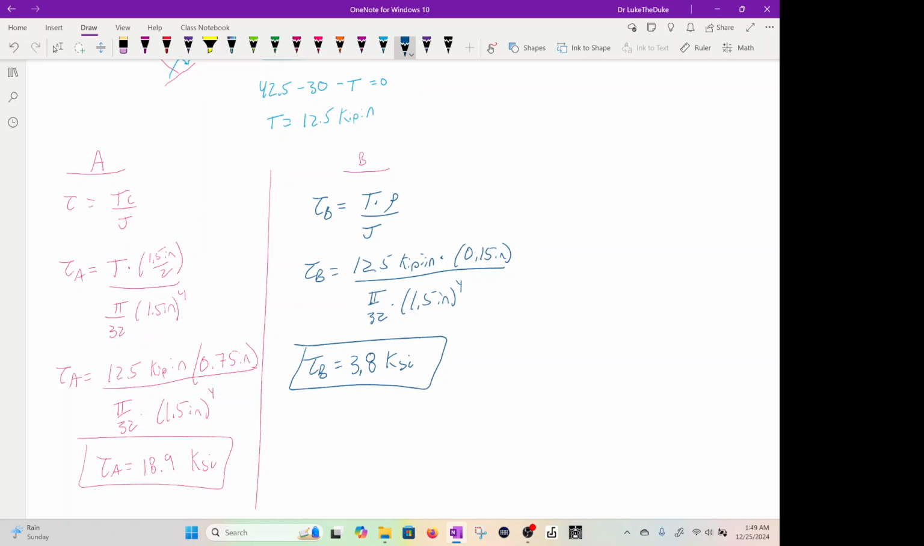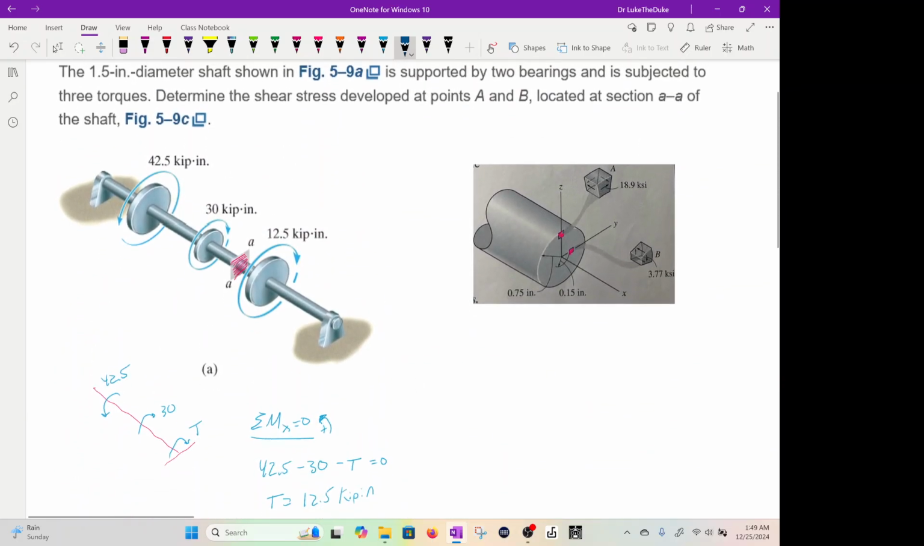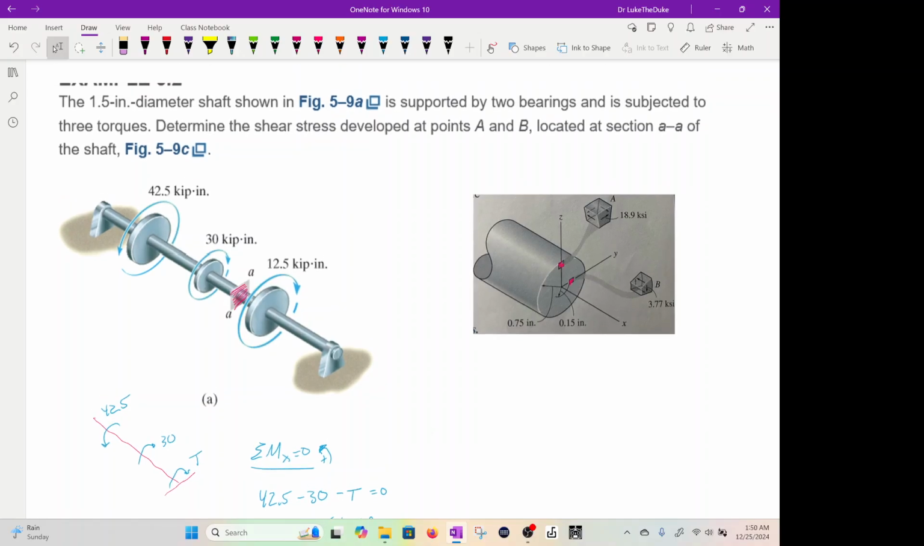Okay, so this is a very quick example of torque on a shaft as it's held by the bearings, and you got these rotations located at different spots. So you got different torques at different spots.